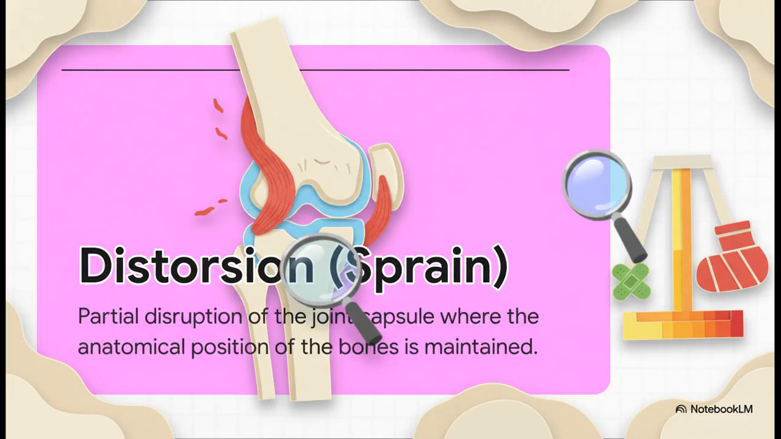All right, so let's start at the mildest end of things with a distortion, which you probably know better as a sprain. What's happening here is the ligaments and the joint capsule get stretched or maybe even partially torn. But, and this is the key point, the actual surfaces of the joint, the articular surfaces, haven't lost contact. The joint is still fundamentally stable.